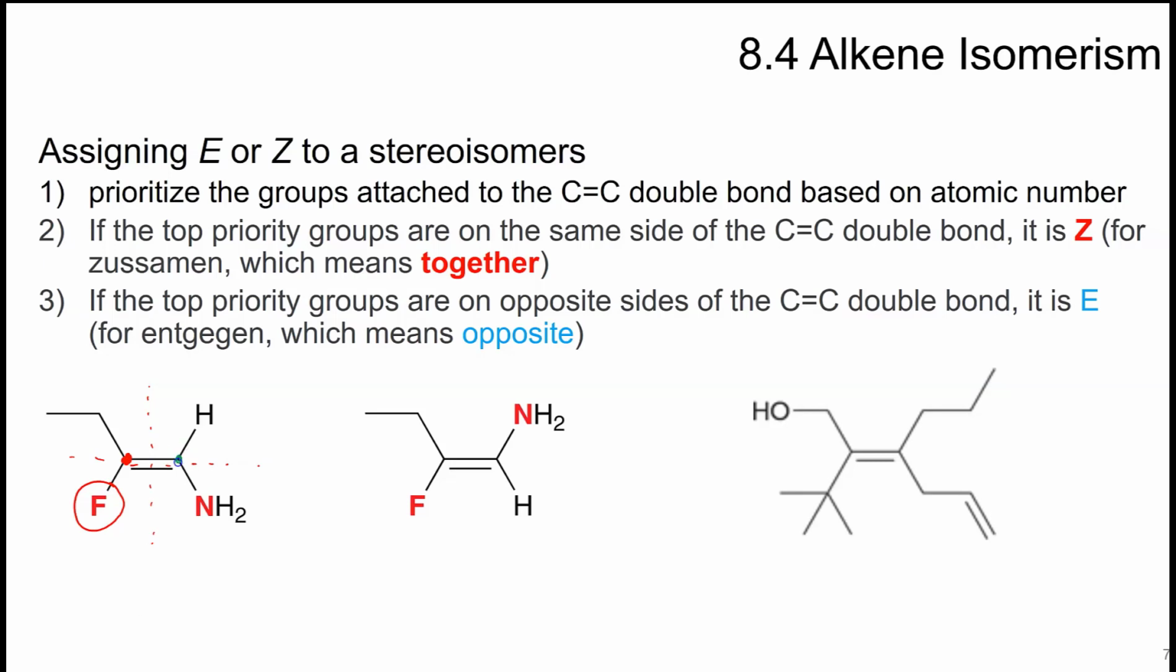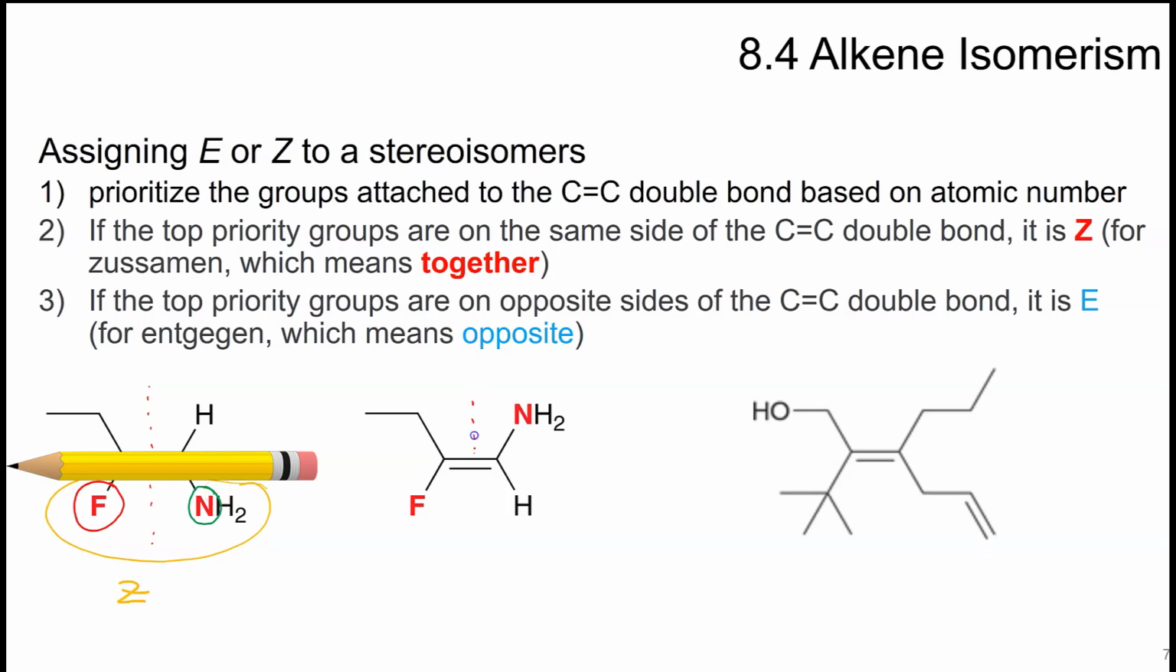If I look at this carbon now, I'm going to compare groups by atomic number again. So I have hydrogen versus nitrogen. Nitrogen is larger than hydrogen. So I've now looked at my carbons separately, and now I'm going to look at the double bond. What you can do is lay your pencil over top of the double bond and cover it up and look at where your circles are. They're both on the same side of the double bond, which is down here. This one is Z.